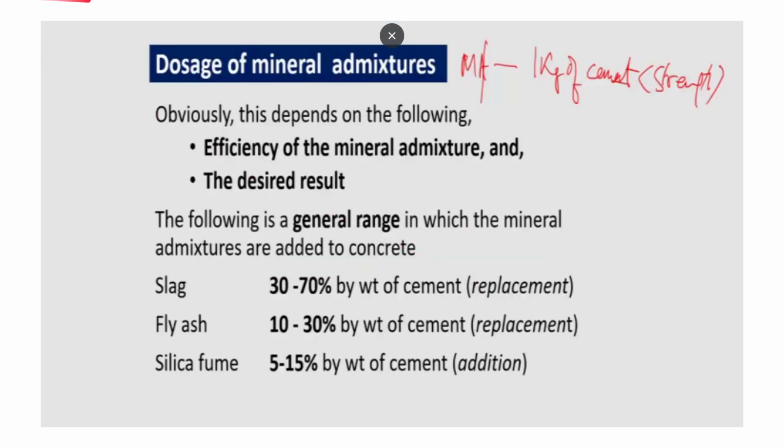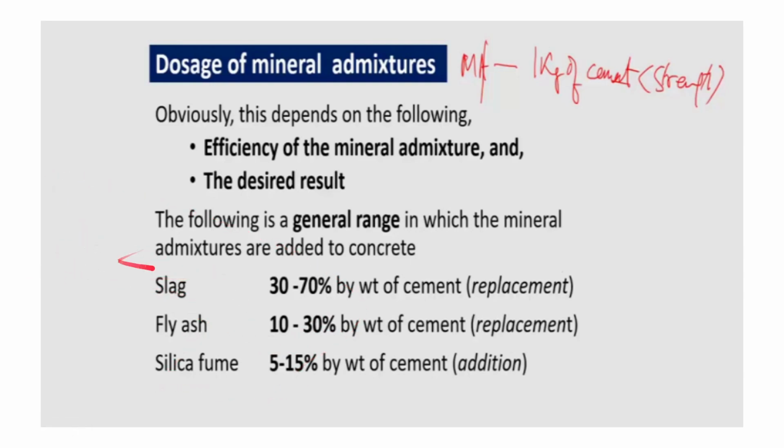So the dosage of mineral admixtures is again based on trial and error, and we mainly follow the efficiency, which is again obtained from trials, and the desired result. In general the range is such: in slag we can replace by weight 30 to 70%, in terms of fly ash we can replace by 10 to 30%, and in silica fume it is 5 to 15%.